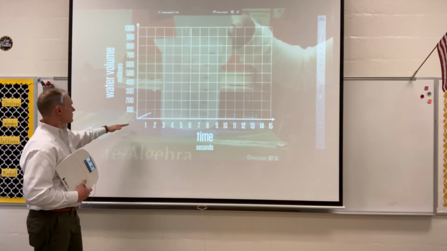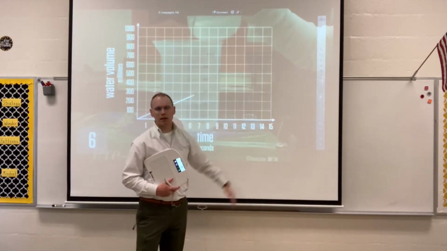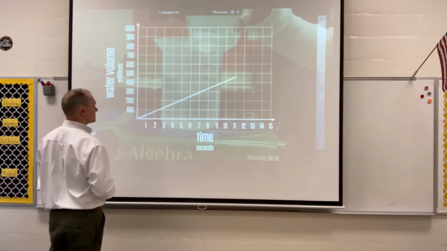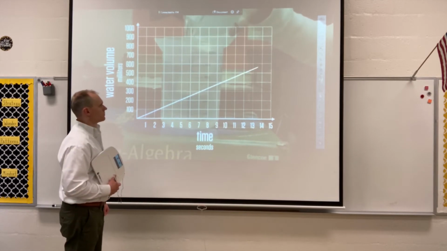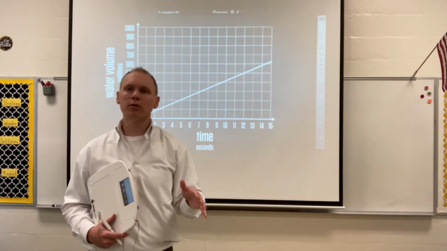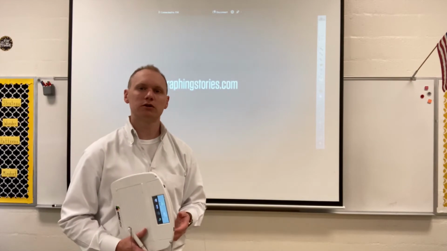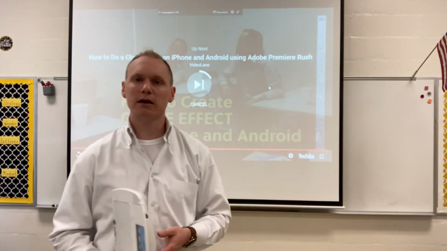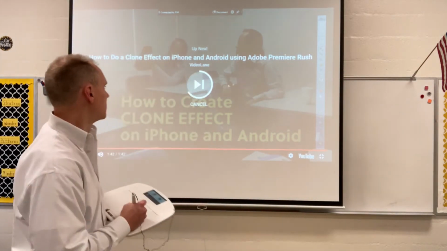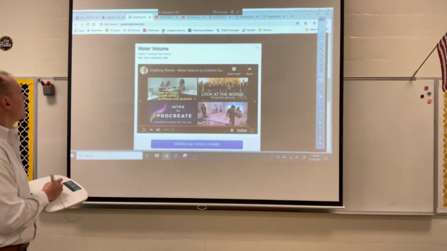So over these 15 seconds, you can see the water volume increasing at a constant rate, about 40 or so milliliters per second. So this is just an example of a linear function in context. There are so many more examples than I can show you today, but that's just one example of a linear function. Linear functions you dealt with a lot back in Integrated 1, but just to remind you of what a linear function looks like. All right, so let's move on now to our next video.